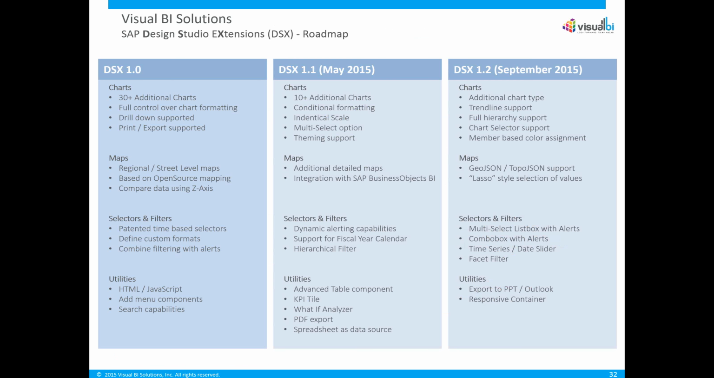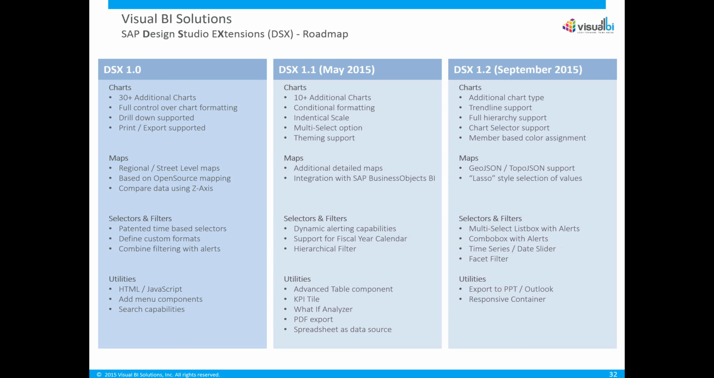We're going to add additional charts, but also things like trend lines. We're going to do full hierarchical support. This means expand, collapse, full drill down. We're going to have a very easy way, not just the conditional formatting, but also a very simple way of assigning colors to members of your dashboard. On the maps, we're going to support GeoJSON on top of JSON, in case you have the need for your own custom definition, we can very quickly add that to our mapping.